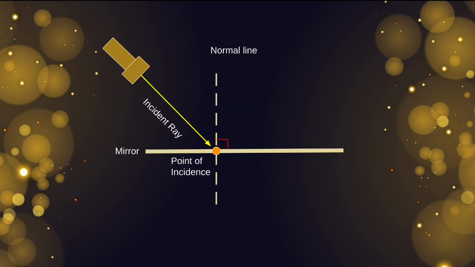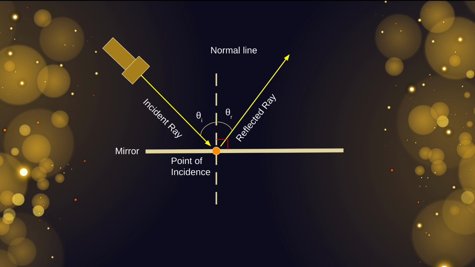Going back to our diagram, after the incident ray hits the mirror, it reflects and moves away from the mirror. This is called the reflected ray. Notice that the incident ray and the reflected ray create angles with the normal line. The angle between the incident ray and the normal line is called the angle of incidence, denoted by the symbol theta I. On the other side, the angle that the reflected ray makes with the normal line is called the angle of reflection, denoted by the symbol theta R.